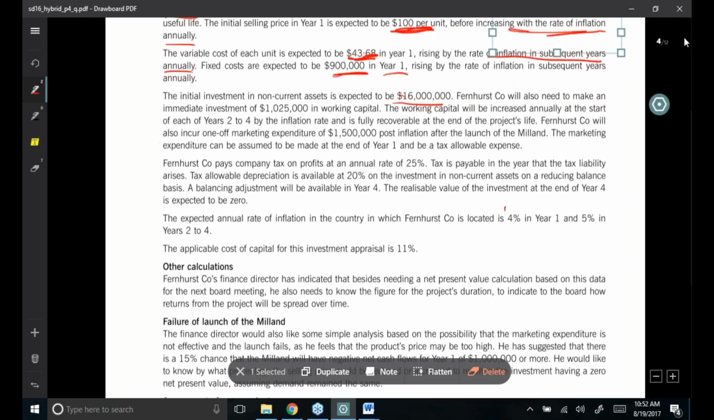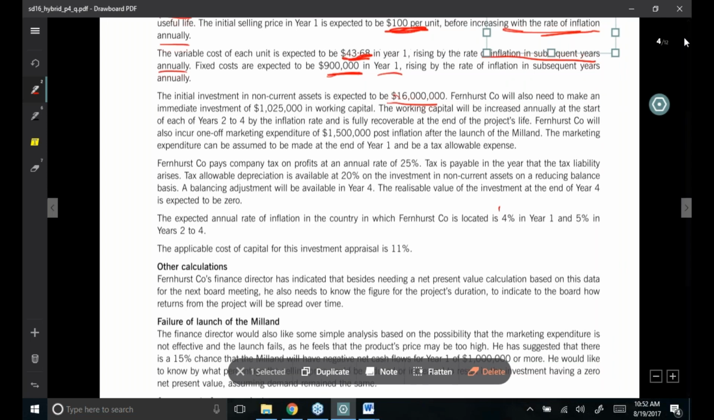This 1.02 million is given in year 0, and working capital will increase at the start of year 2. Start of year 2 means year 1. So it's a very normal adjustment. So you will put 1.02 in year 0, and at the end of year 1 it will increase with the inflation rate. Then at the end of year 2 it will again increase with the inflation rate, and in the last year it will be fully recovered.